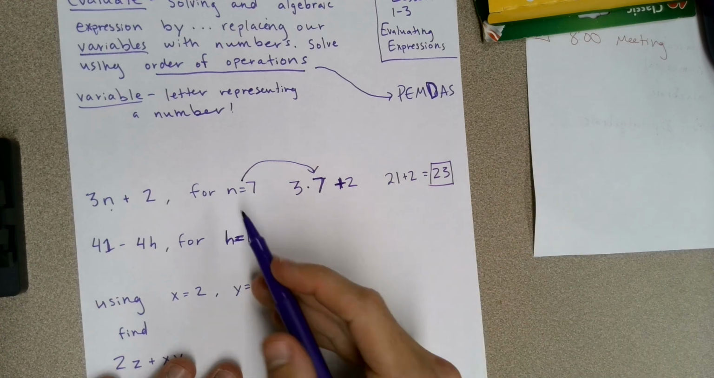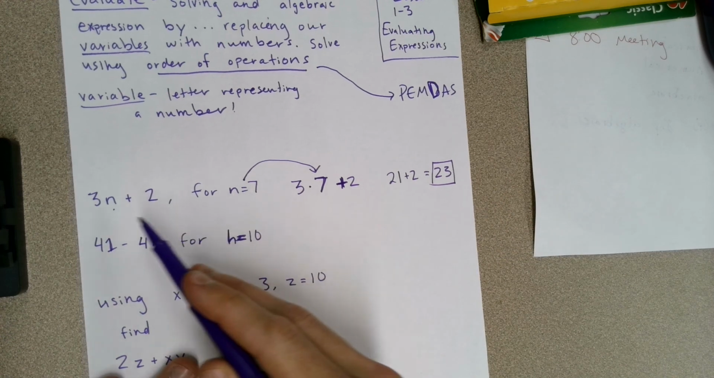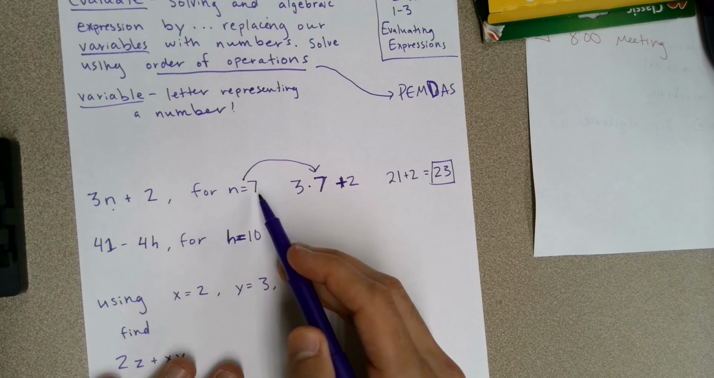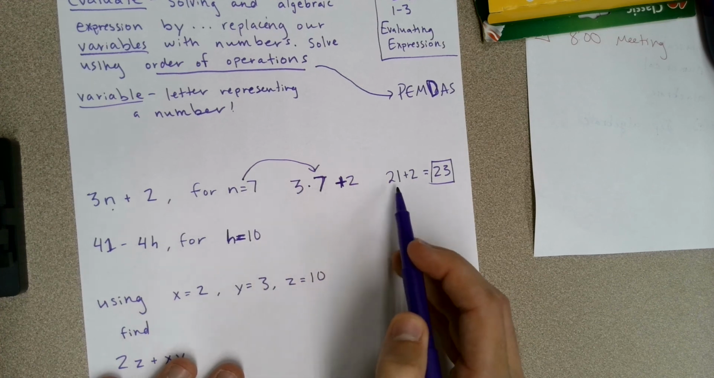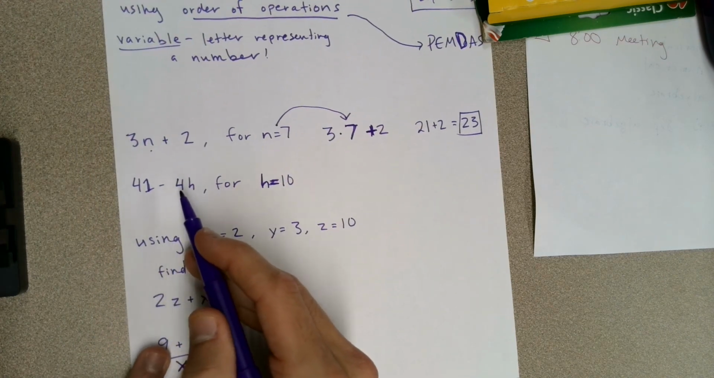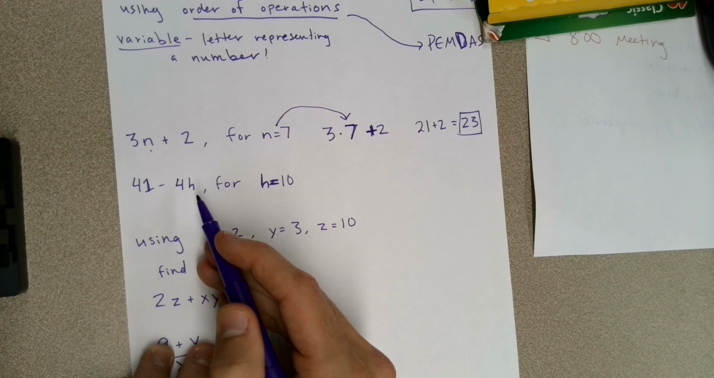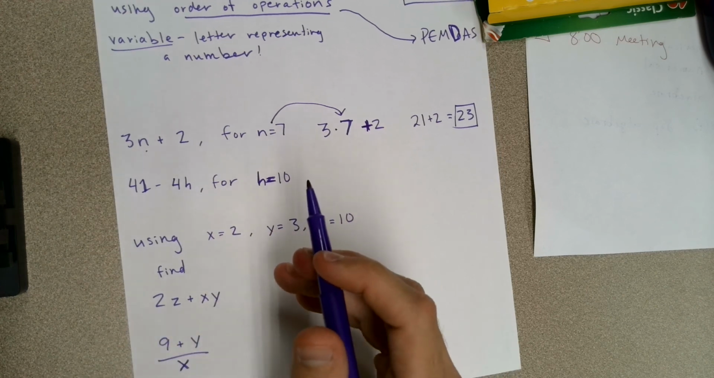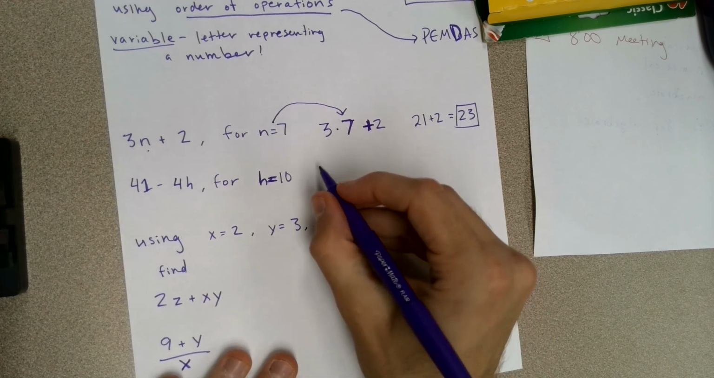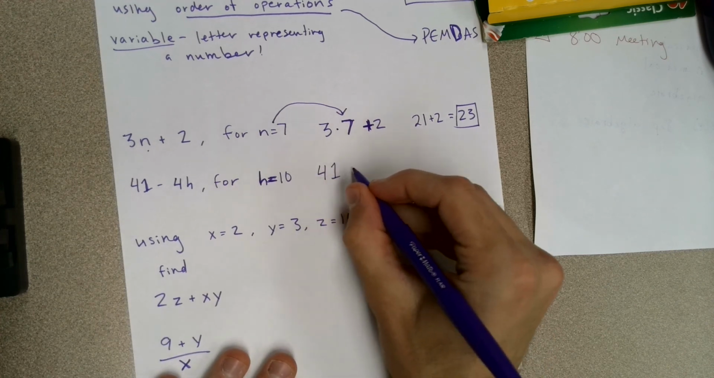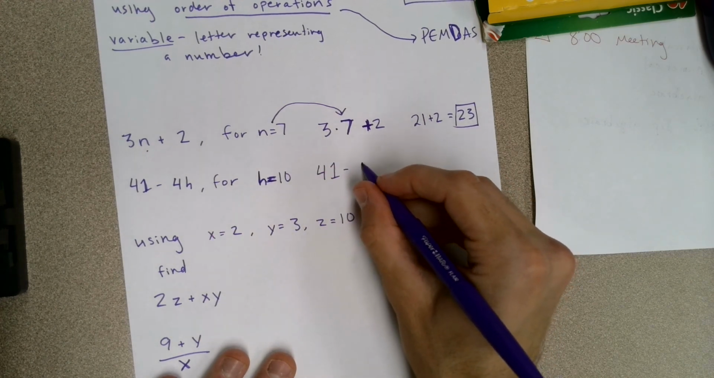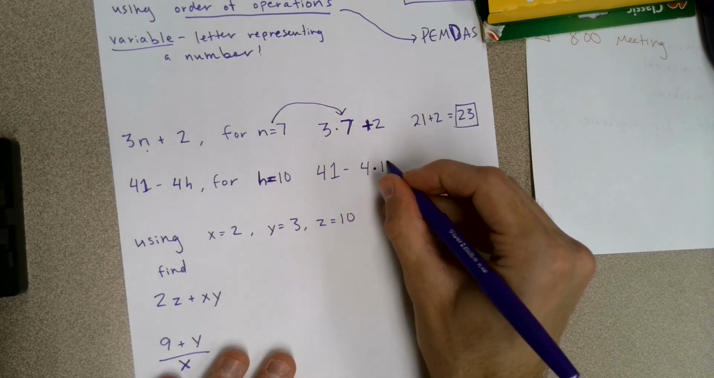We just solved it. We substitute n. We plug in 7 instead of n because it told us n equals 7. Plug that in, get 21 plus 2 after we do our PEMDAS. All right, next one. We got 41 minus 4h for h equals 10. For h equals 10, what does that mean? Well, all that means is that h equals 10. Okay, easy enough. So we got 41 minus, let's plug that in for our h, 4 times 10.